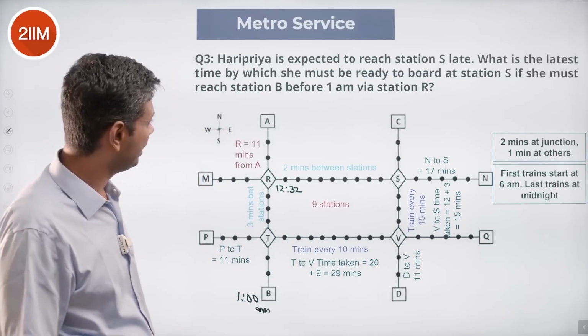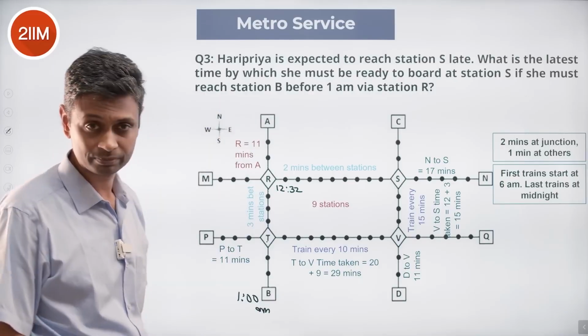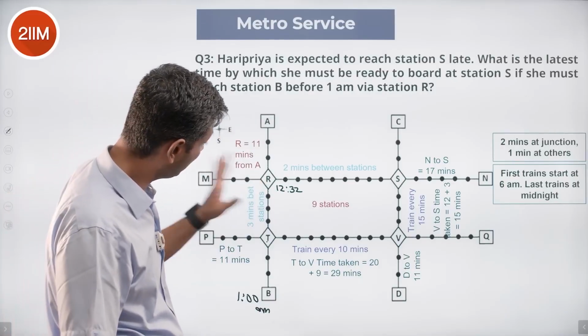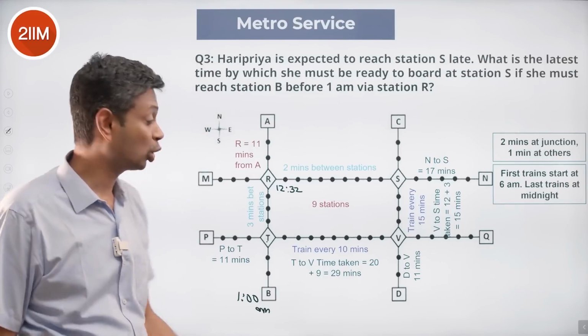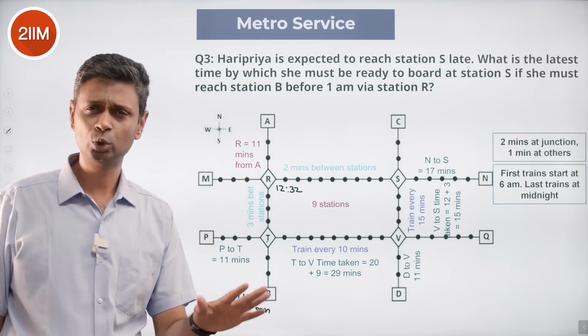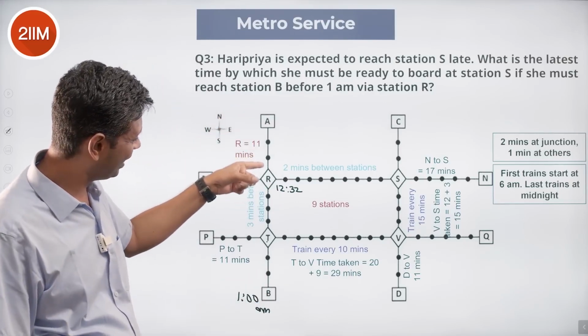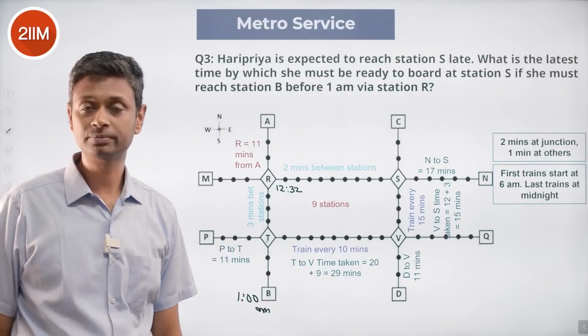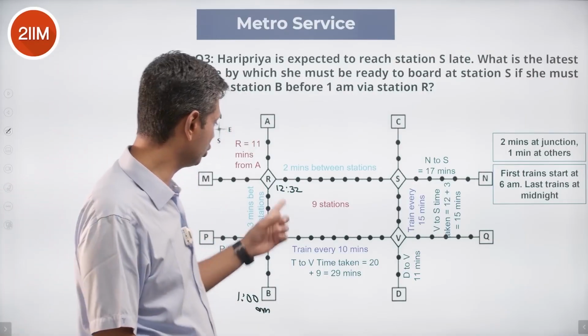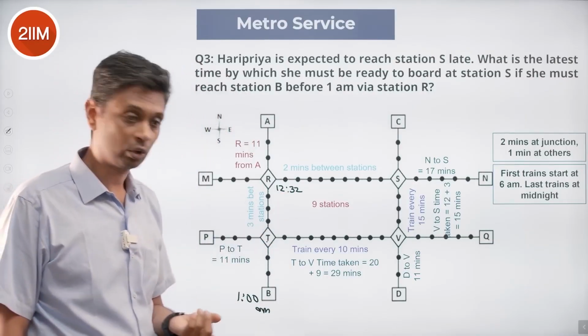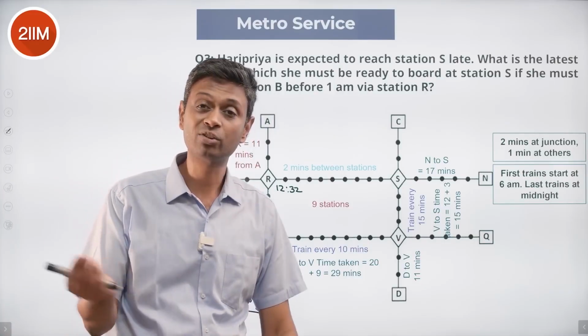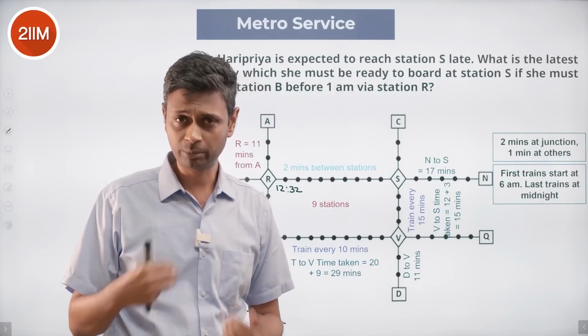12:32. The last train from here leaves at 12, which will come here at 12:11. There is no 12:32 train to go from A via R to B. That's not possible. So forget about that. So the 12:32 timeline is ruled out. I won't reach at 1 a.m. I'll reach a little sooner than 1 a.m. I have to, otherwise I'm in trouble.